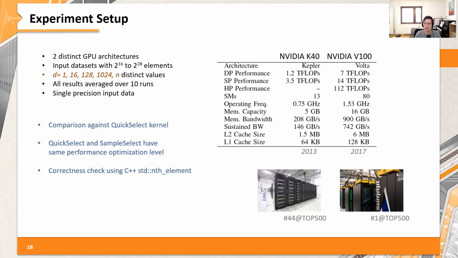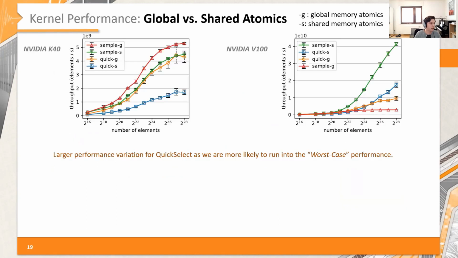performance characteristics of this. First of all, I mentioned before the difference between global and shared memory atomics. I have here the results on the K40 and the V100 showing the throughput. So this is basically memory bandwidth with a bit of scaling for the different input sizes for the different algorithms. So here the -G algorithms are using global memory atomics. The -S algorithms are using shared memory atomics with a reduction in between. And I have quick select and sample select compared here.